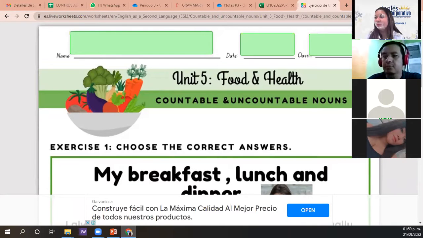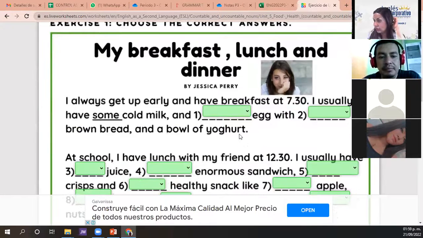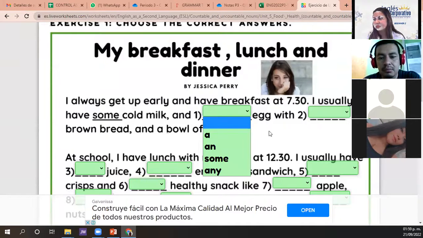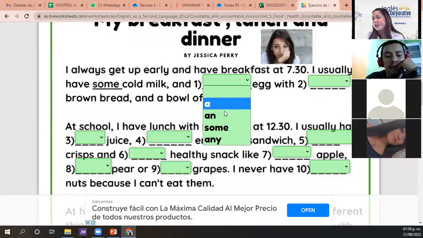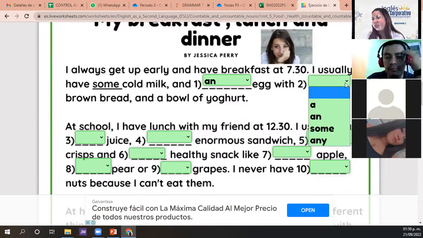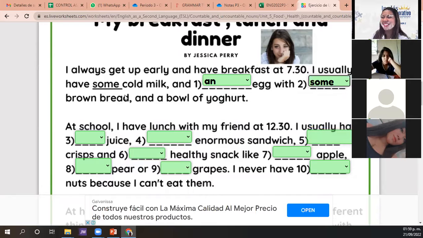Okay. Now, food and health, countable and uncountable nouns, my breakfast, lunch, and dinner, by Jessica Perry. I always get up early and have breakfast at 7:30. I usually have some cold milk and... What is the best word before egg? An egg. Yes, with brown bread. But bread is not count. It's non-count. Some, exactly, with some brown bread and a bowl of yogurt.